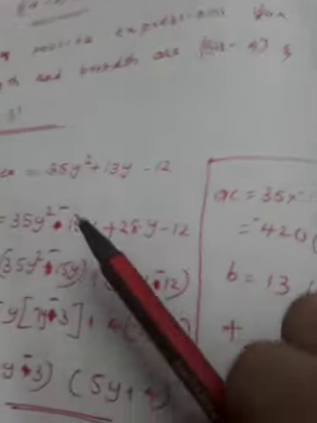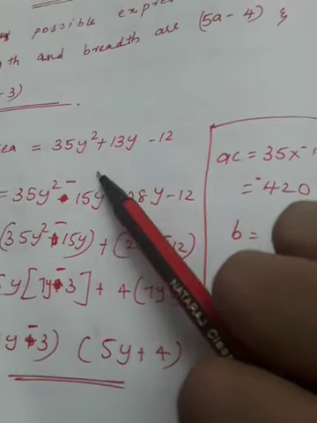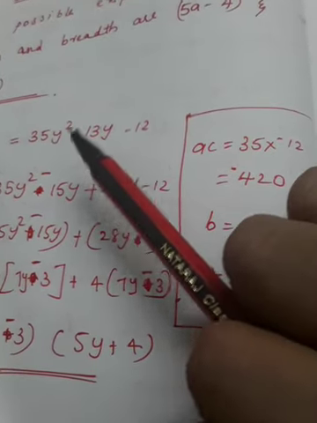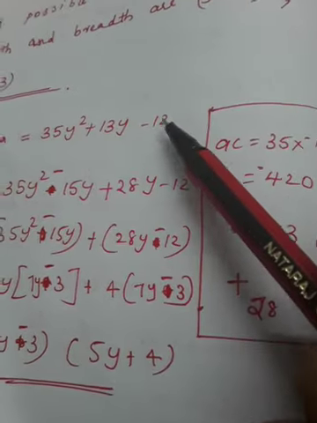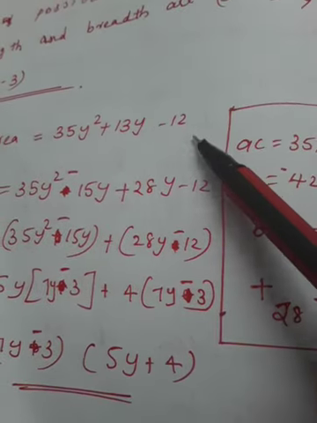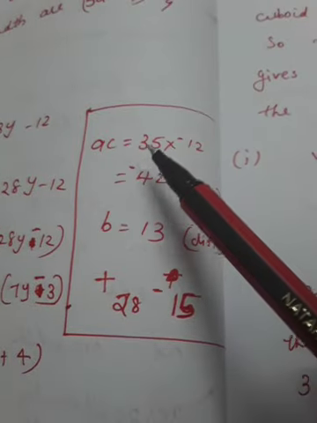Okay. Now, in the same way we can do the second question. Area is given as 35y squared plus 13y minus 12. So here also, the first and last terms are not perfect squares, so we need to use the splitting the middle term method.